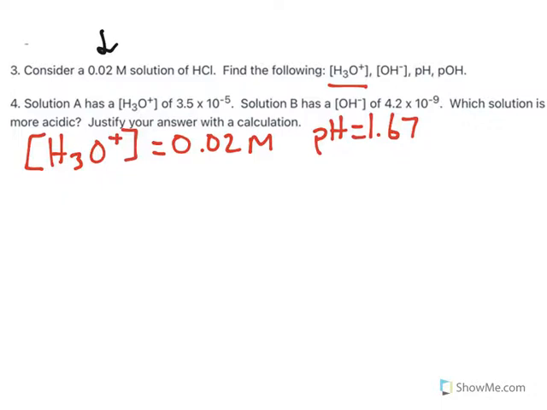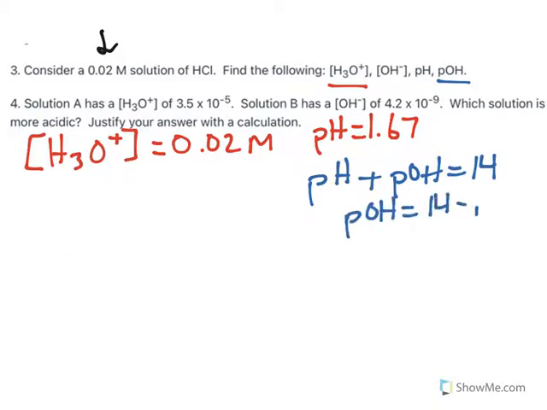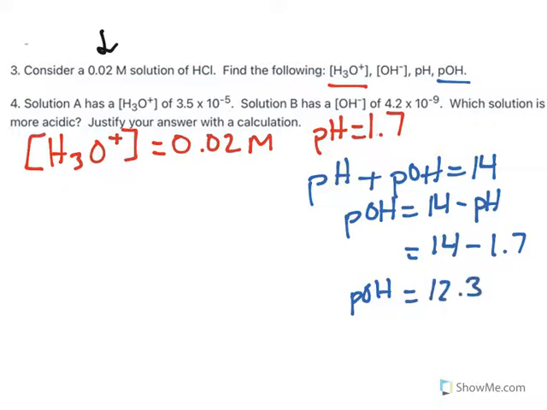Now, I'm going to go ahead and find the pOH next, just because that's easy to do. pH plus pOH has to equal 14. So if you rearrange this, the pOH must equal 14 minus the pH. So 14 minus our pH, wait a second, our pH wasn't 1.67. What am I thinking? Our pH was 1.7. So we take 14 minus 1.7, and we find we have a pOH of 12.3.